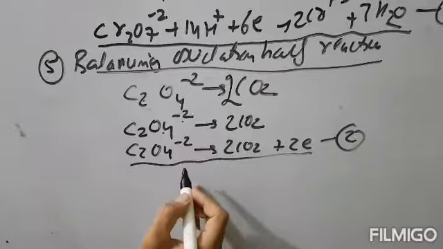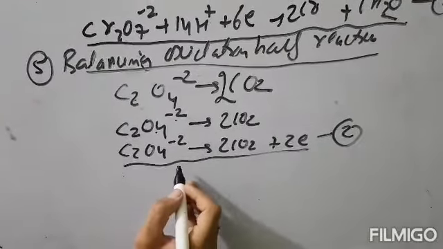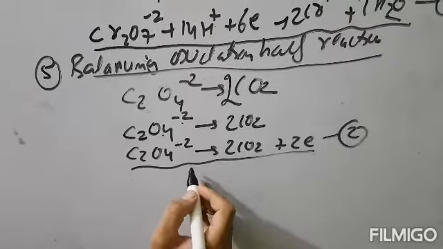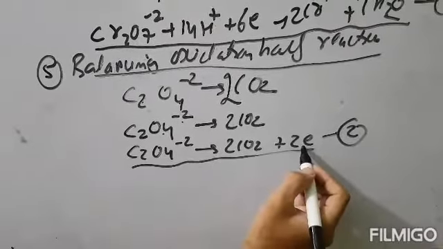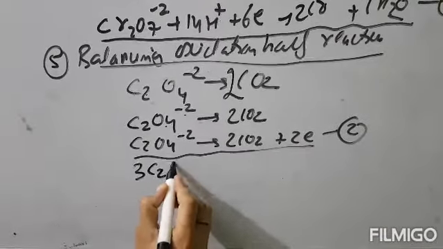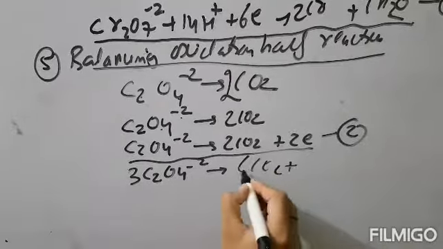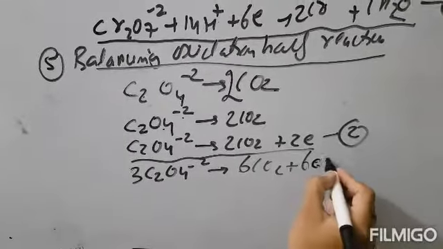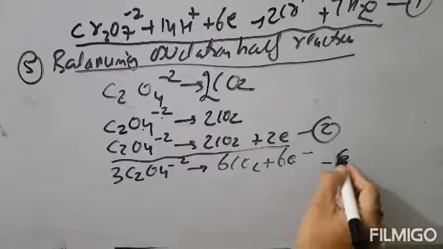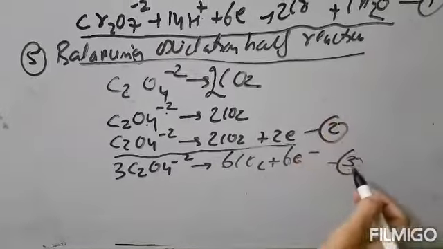So now we are going to balance the electrons lost and gained in the reduction half equation and oxidation half equation. So this equation 2 is multiplied by 3. So we are going to get 3C2O4 2- will give you 6CO2 plus 6 electrons. So this is equation 3. Now we are going to add equation 1 and equation 3.